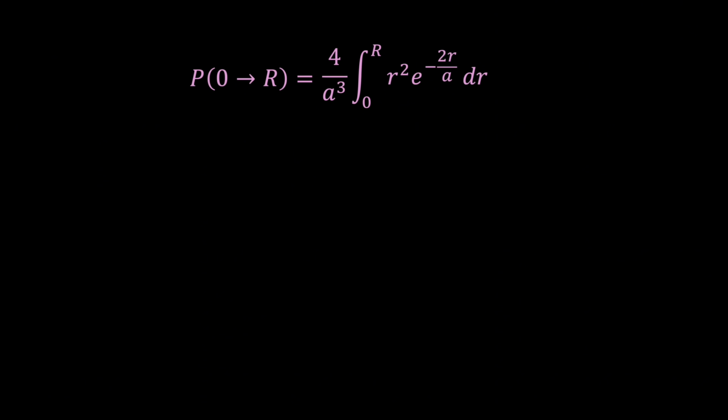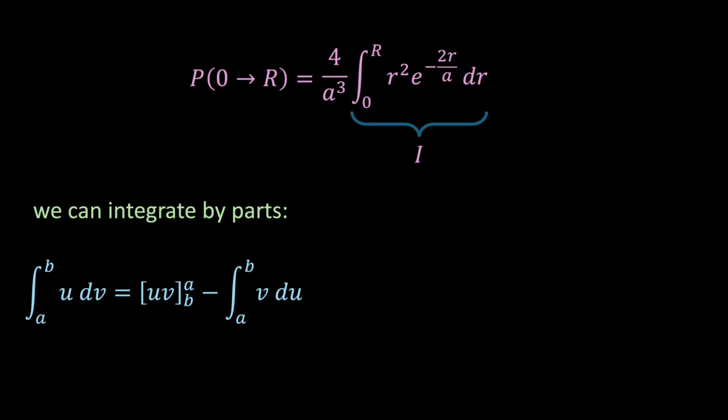And so we see that the whole problem boils down to evaluating the integral of r squared e to the minus 2r over a between 0 and R. Now let's label this integral I, and our task is to evaluate it. To do so, we can integrate by parts, making use of the general result.